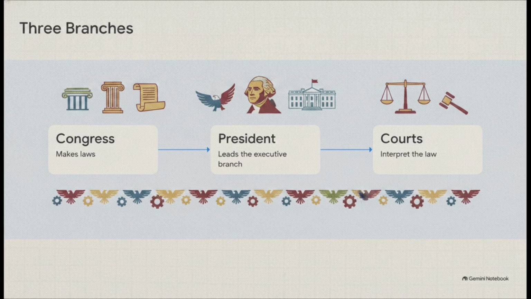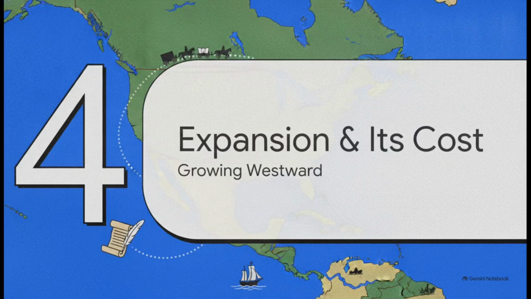This ensured no single group could dominate the others. And with this framework locked in, George Washington stepped up as the very first president. Next up, Section 4, Expansion and its Cost, Growing Westward.